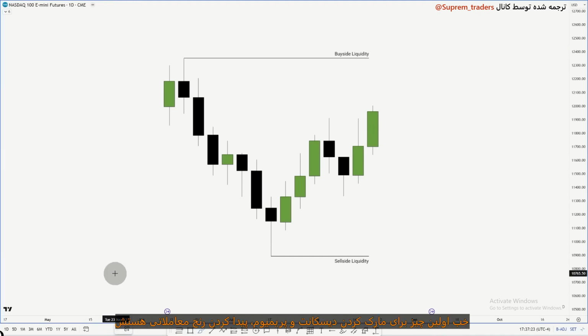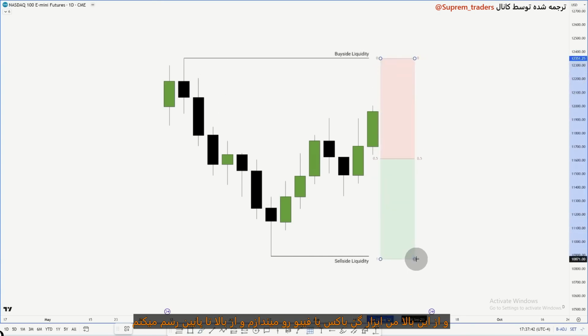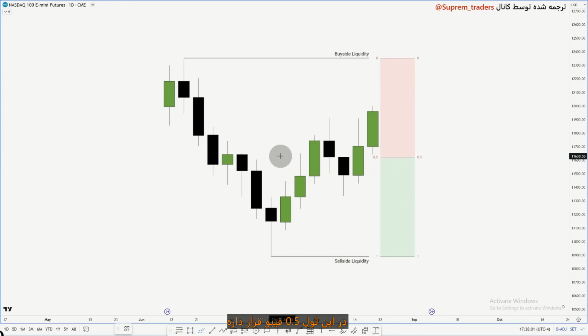So the first thing to understand in marking out discount and premium is finding the range. For that, I look for a swing high to a swing low, or essentially the most prominent range in this area. From there, I will take, in this case, the Gann box or a fib and mark out from the high to the low. Doing this, we can see where our equilibrium rests right here with the 0.5 fib. So this would be the equilibrium of the range.